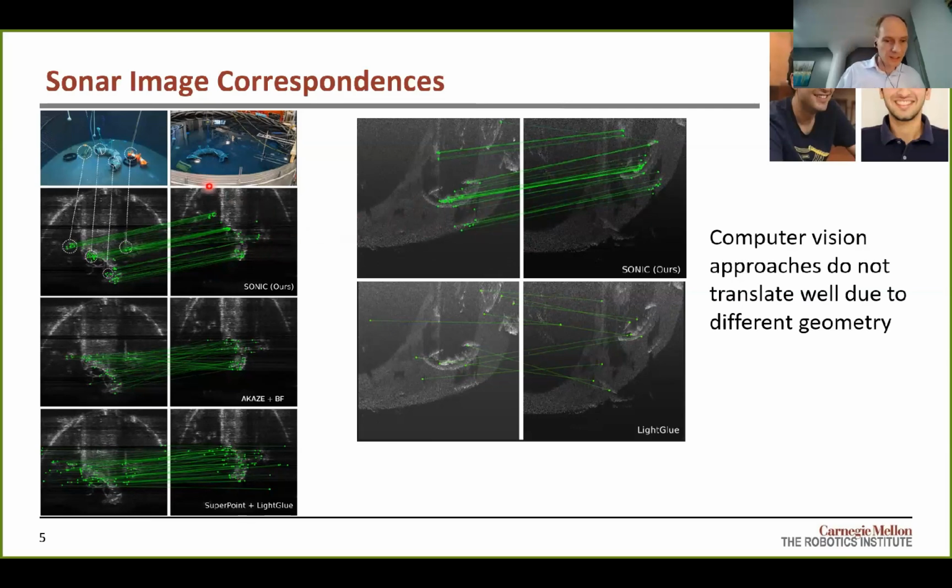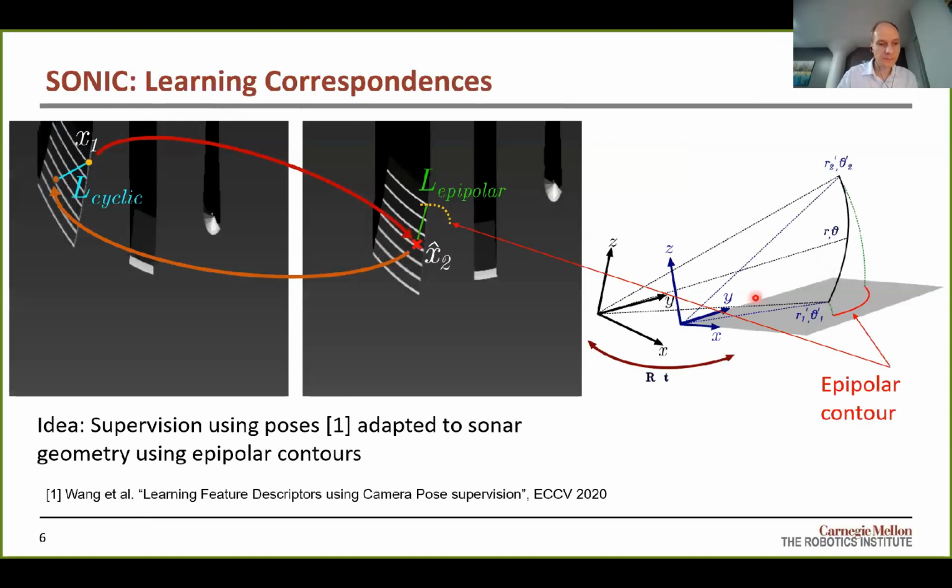All right. So basically, computer vision approaches don't directly translate, but we can do similar learning methods to those that have been used in computer vision. Taking into account that we don't have a lot of training data, we use a method that uses camera pose supervision. So if we can get ground truth for the robot pose, then we can use that to supervise the correspondences. On the computer vision side, this was done by exploiting epipolar geometry. And there's something equivalent for sonar images.